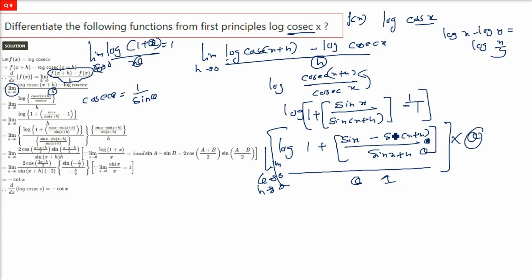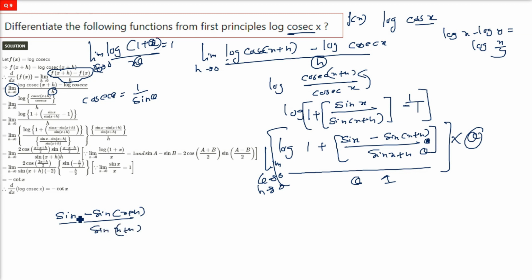So only this theta, this term, will remain. We have applied log(1 + theta) by theta, so only theta will remain. I hope you got the idea. We have introduced a term, and only this theta, which is actually (sin x minus sin(x plus h)) divided by sin(x plus h), is going to be solved.